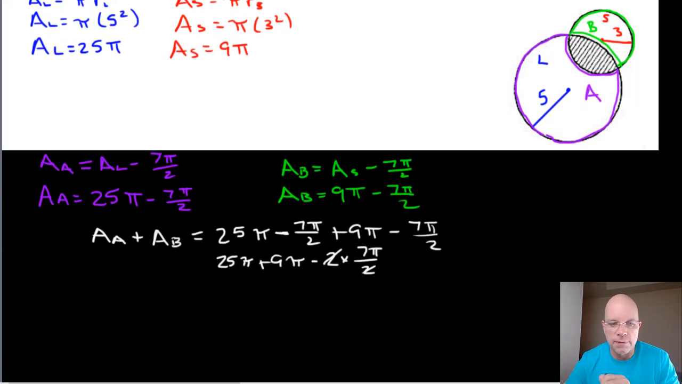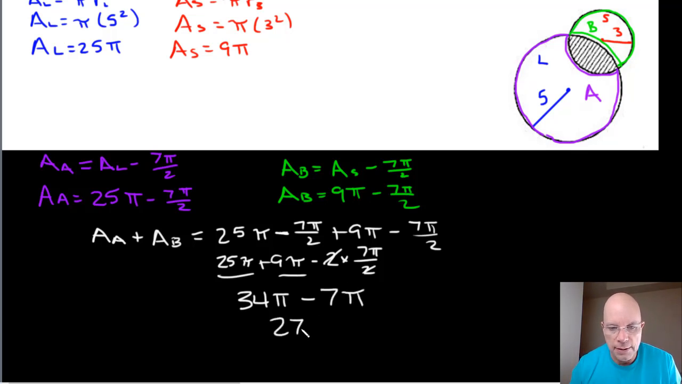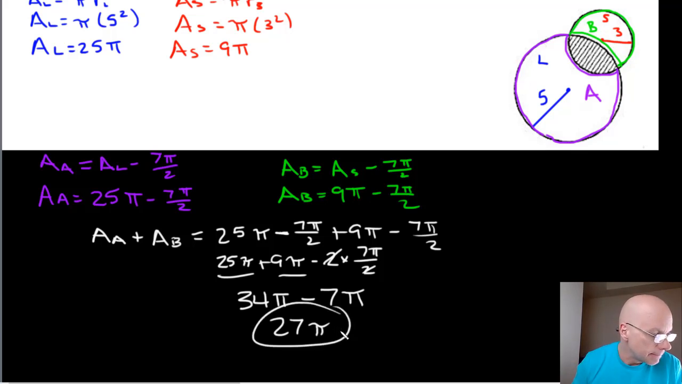So we get, I'm going to scroll down a bit. I always forget I have this available to me. 25 pi and 9 pi is 34 pi minus 7 pi, which that difference would be 27 pi. I should put my units. Centimeters squared. Okay, I hope that helped with the assignment. We'll see you tomorrow.